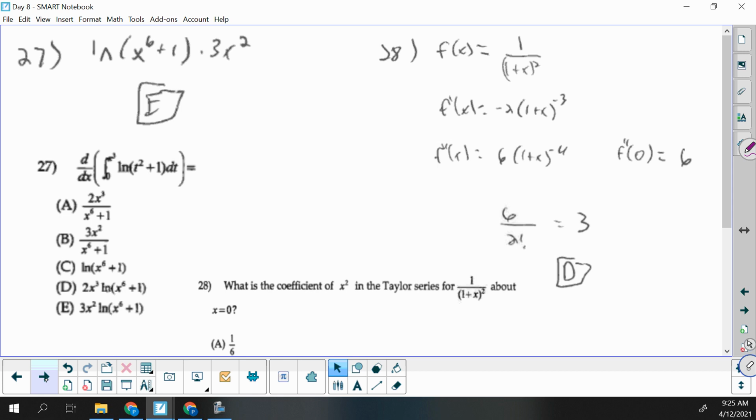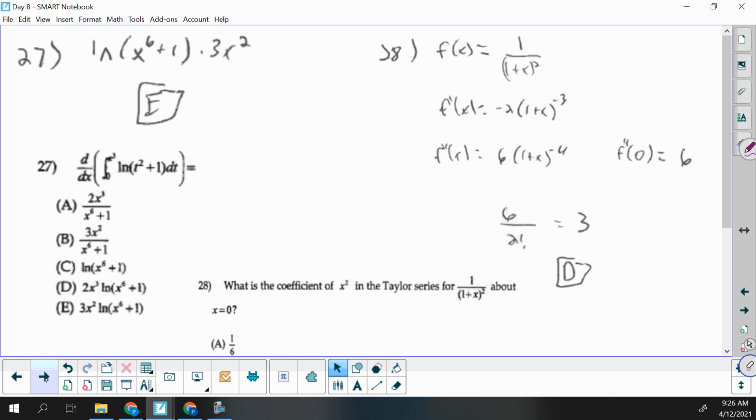For 27, we're taking the derivative. This is our second fundamental theorem of calculus again. Fill in the x cubed. So we end up getting x to the 6 plus 1 in there, and then you have to multiply afterwards by its derivative, 3x squared, so we eventually get choice E.